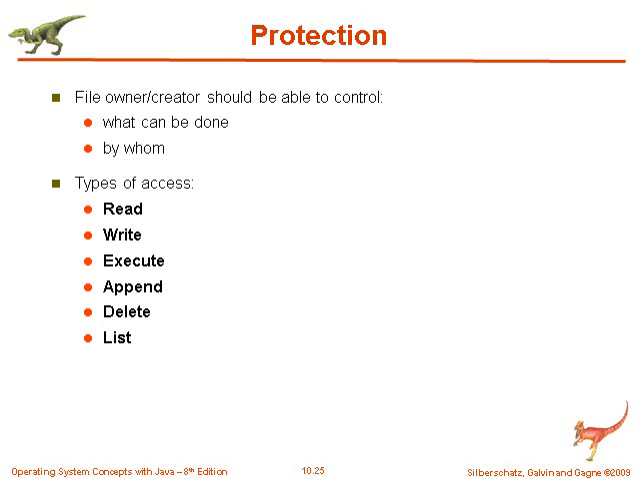Delete access is also essentially a form of write permission since deleted files may have their contents written over. List access means that you're able to see that the file is there. Not having list permission would make the file invisible to a user.